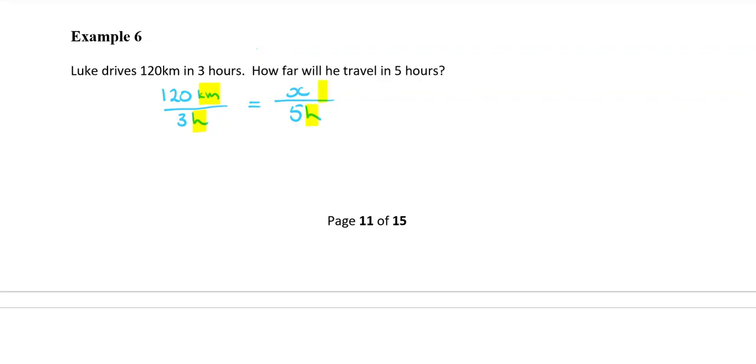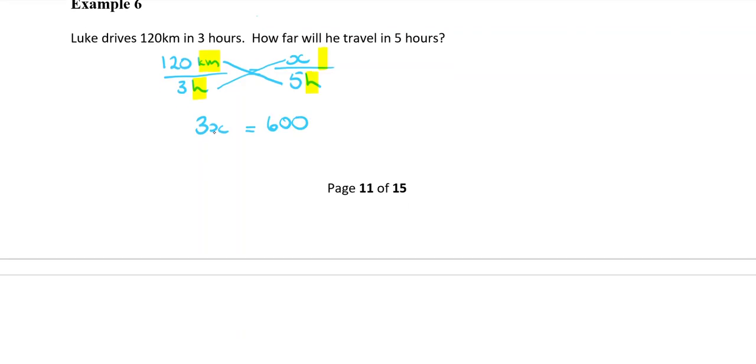So they need to be in the same order when you set the fractions up. But once it's set up, you don't need the units in your working out here. To find out what X is, we cross multiply the numbers. So we go 3 times X is 3X equals 120 times 5 is 600. Then to solve the equation, we divide by 3 and we get X is equal to 200.